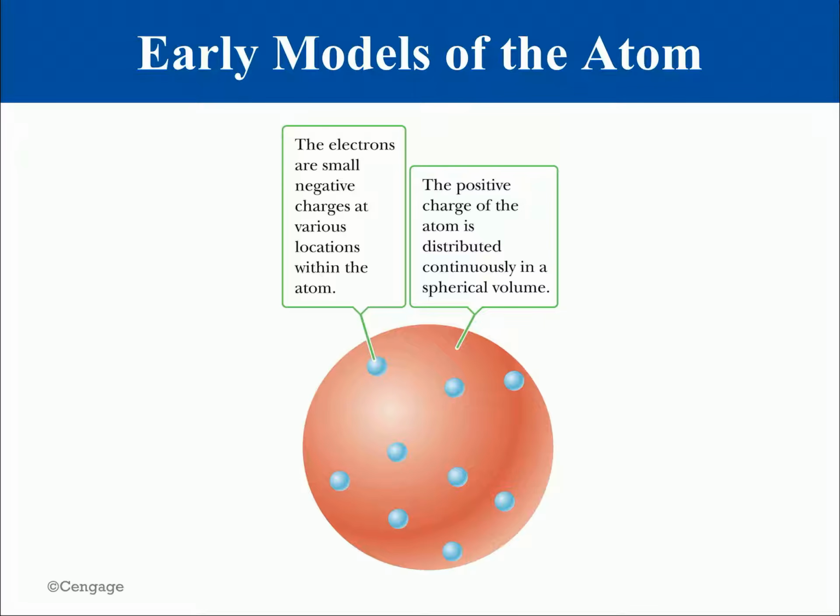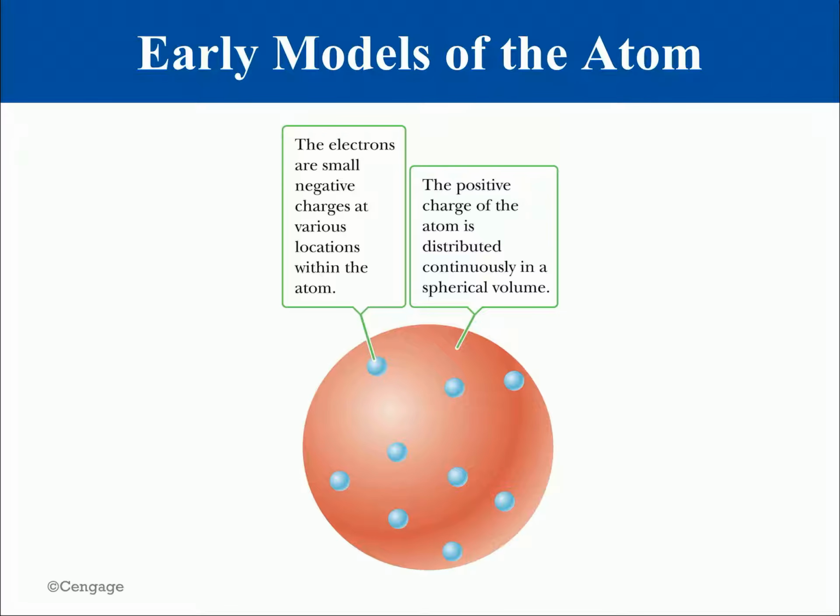However, new models had to be devised when experiments revealed the electronic nature of the atom. So everything we talked about regarding electricity and magnetism really necessitated the need for a new model, because now we understood that atoms had positive and negative charge, and they had different amounts of positive and negative charge.